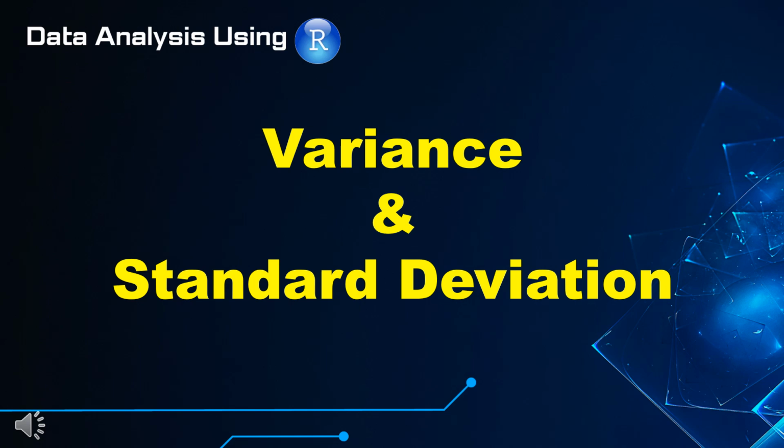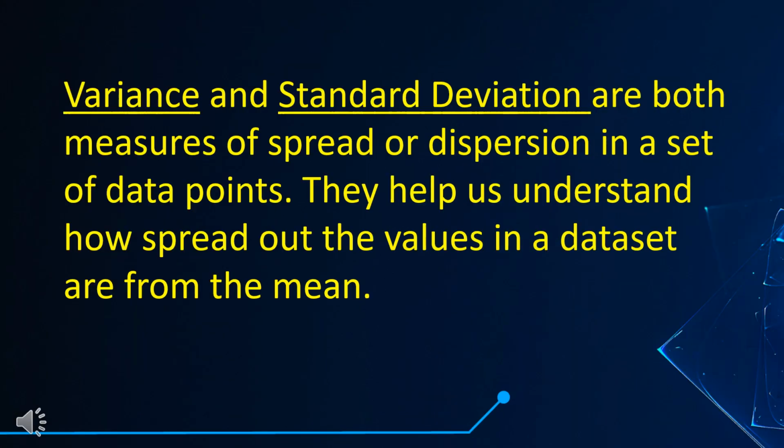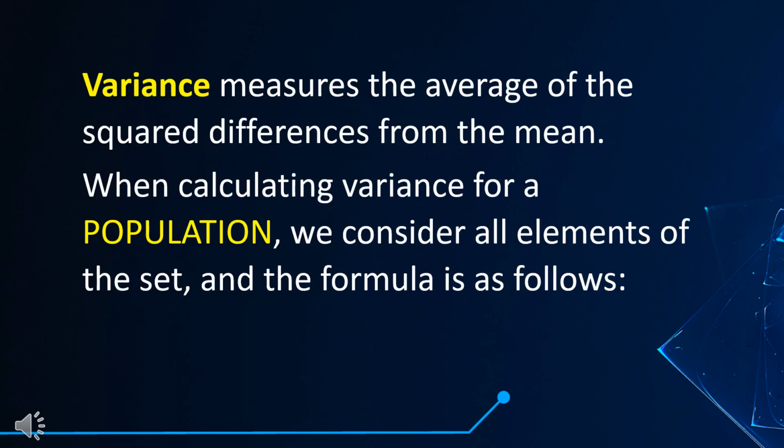Data analysis using R. Variance and standard deviation. Variance and standard deviation are both measures of spread or dispersion in a set of data points. They help us understand how spread out the values in a dataset are from the mean. Variance measures the average of the squared differences from the mean.